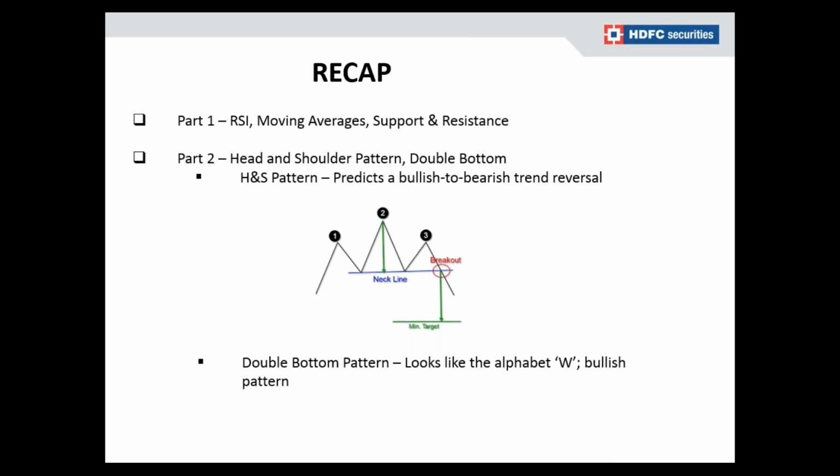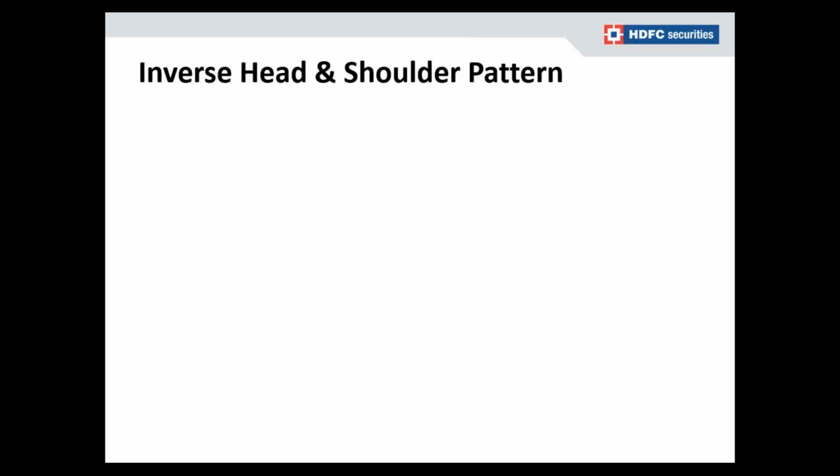And again, today when we do the live stock chart exercise, we would be plotting the RSI, moving averages, support, resistance. So we'll be taking a recap of all the patterns that we've done today. In today's session, we would be considering two patterns. One would be an inverted head and shoulder pattern, which is just the opposite of the head and shoulder pattern that we can see over here. And the other pattern would be a double top pattern. So earlier we did double bottom, today we would be doing double top, right? So let's go ahead with the inverse head and shoulder pattern.